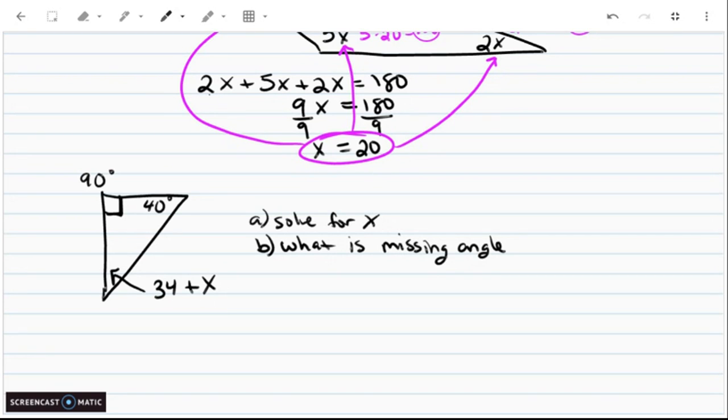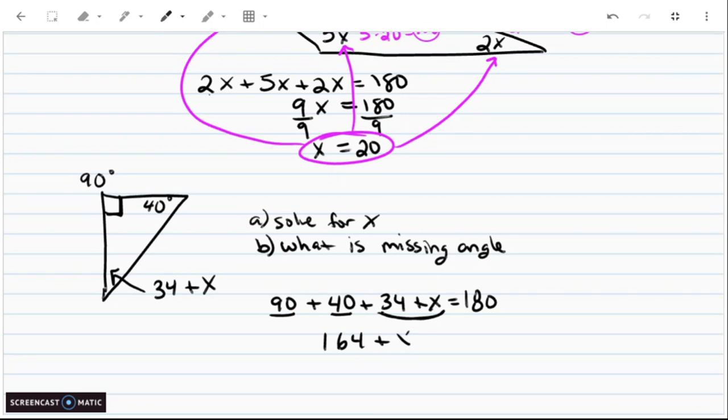So I have 90, and then I'm going to use the triangle sum theorem and know 90 plus 40 plus 34 plus x all together will equal 180. So that's the first angle, second angle given, and this all together is that third angle. And so now I'm going to solve this equation. So 90 plus 40 is 130, plus 34 gives me 164 plus x, which is 180.